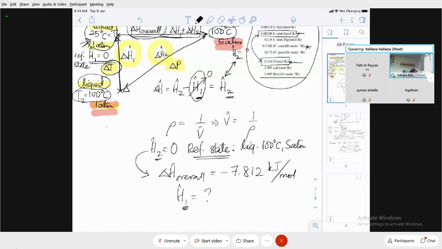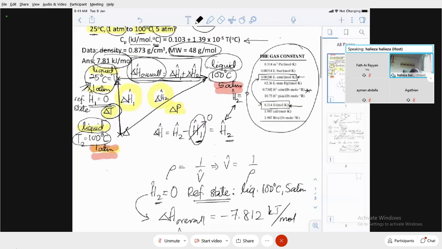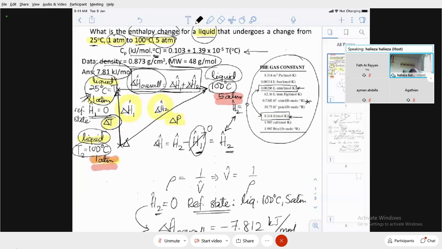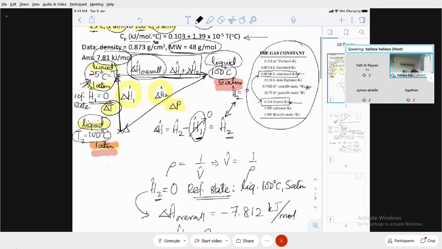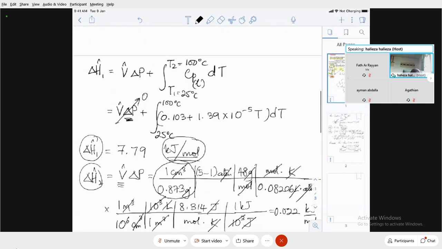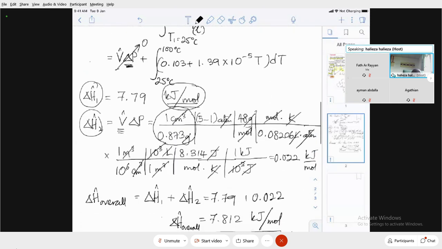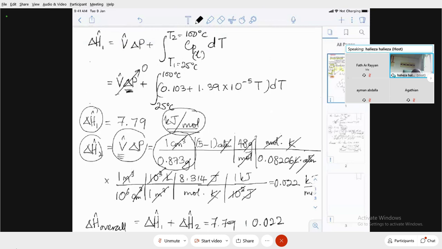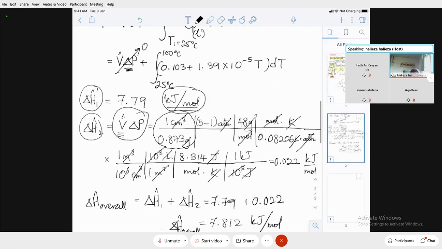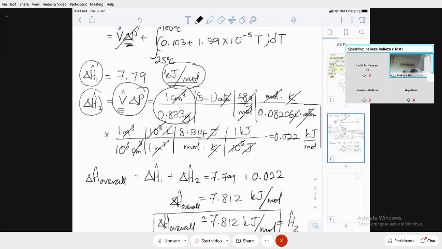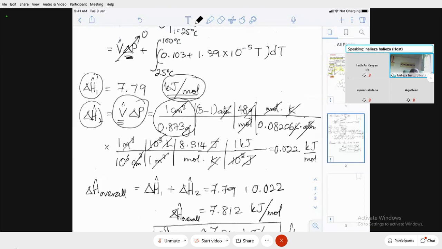Any question, anybody? Anything that you still find confusing? What we are doing here, we are using the gas constant to convert the unit. Whenever you deal with V delta P, you have to do conversion. Any questions, guys? No question, no sir. Good.